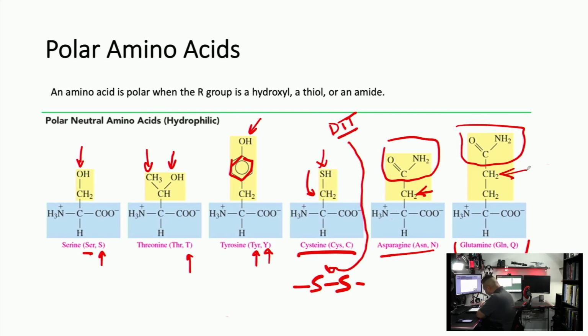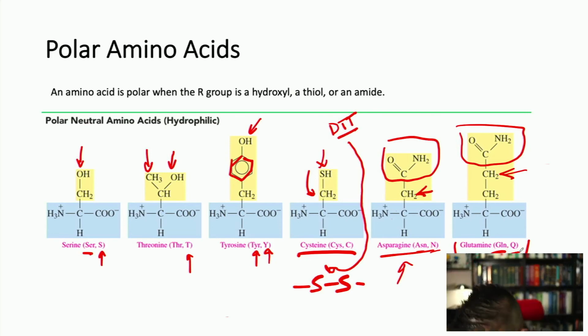And so, if you remember, we had asparagine in the previous slide, and ASN and N are its designations, and then for glutamine, GLN and Q for its designations. Wow, Q, that's hard. Q for glutamine. But just remember, if you're having trouble remembering it, asparagine and glutamine are basically the same thing, except that glutamine has one extra carbon or one extra CH2.